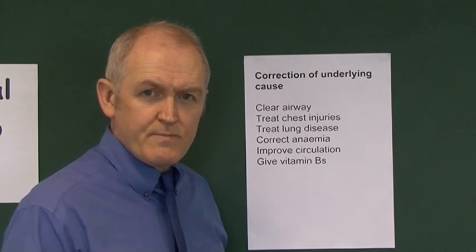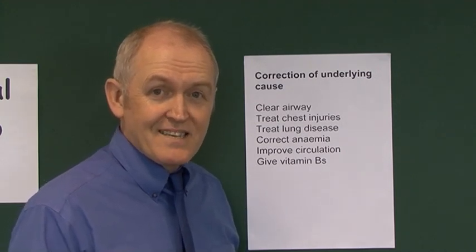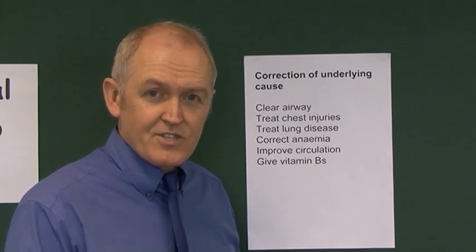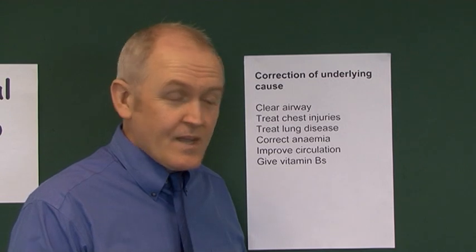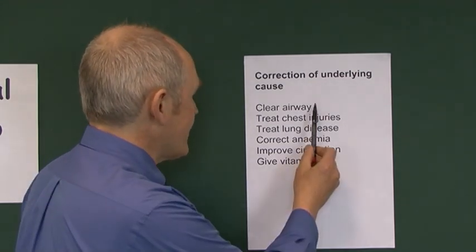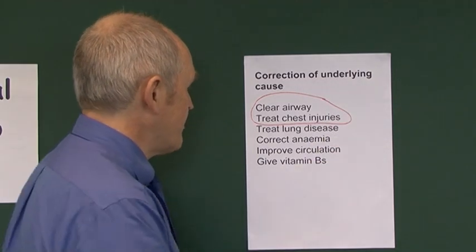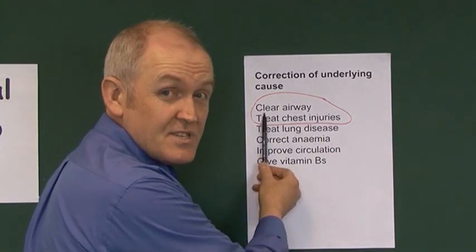The best way you can possibly treat hypoxia is to correct the underlying cause. Work out what is causing the hypoxia and correct it. So, for example, we need to have a clear airway and we need to treat chest injuries. Remember, these were the causes of extrinsic hypoxia.